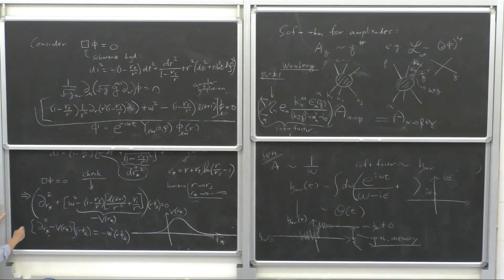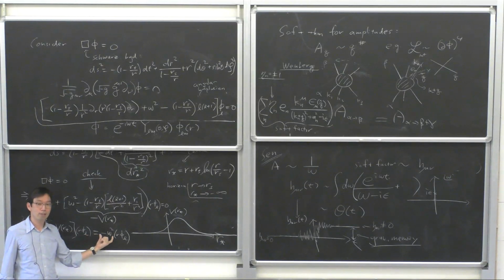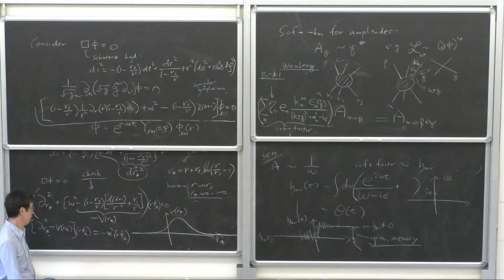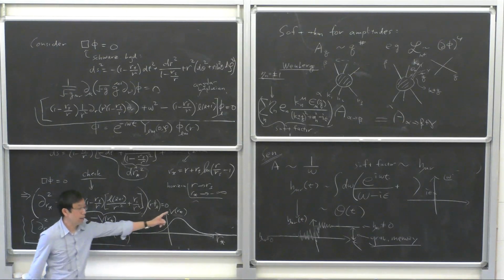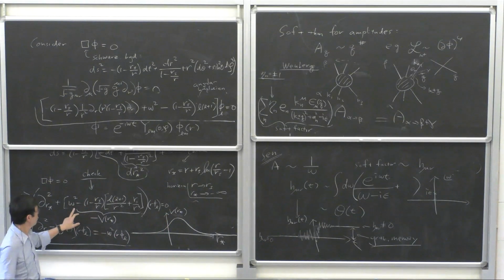So this now looks like the time-independent Schrodinger equation. This is the Hamiltonian or the negative thereof. This is the energy eigenvalue. Okay, this is probably a better way of writing it. Let me do that. Now the potential vanishes at the horizon.